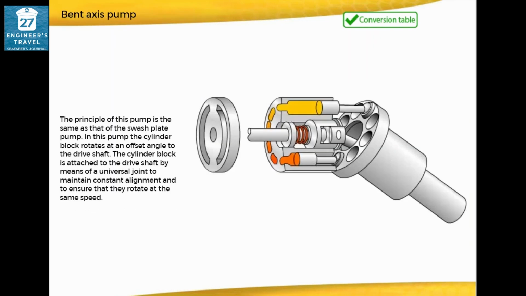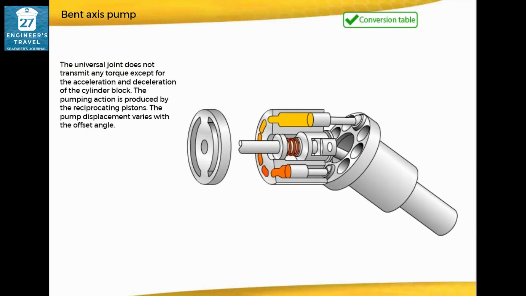The principle of this pump is the same as that of the swash plate pump. In this pump, the cylinder block rotates at an offset angle to the drive shaft. The cylinder block is attached to the drive shaft by means of a universal joint to maintain constant alignment and to ensure that they rotate at the same speed. The universal joint does not transmit any torque except for the acceleration and deceleration of the cylinder block. The pumping action is produced by the reciprocating pistons.